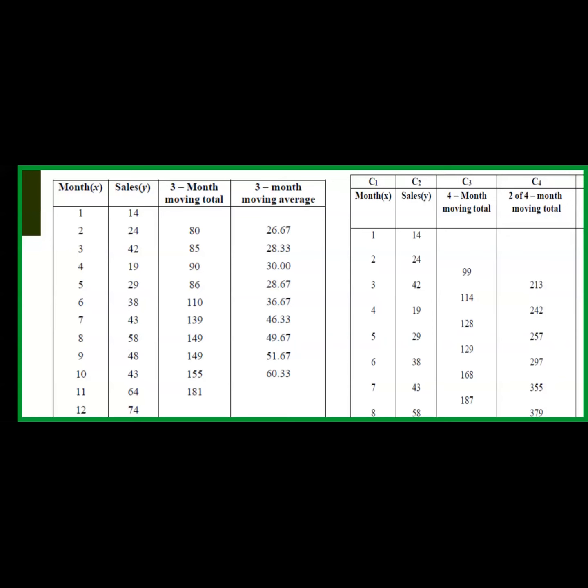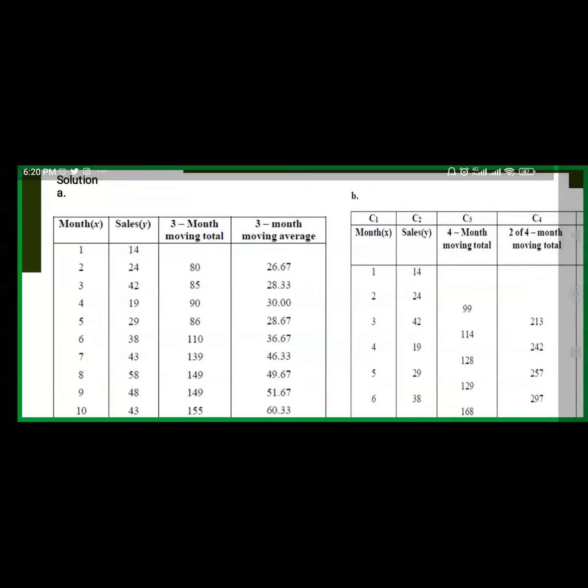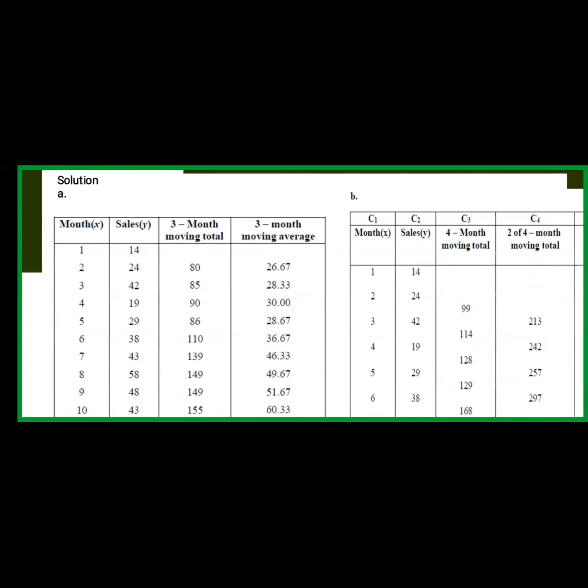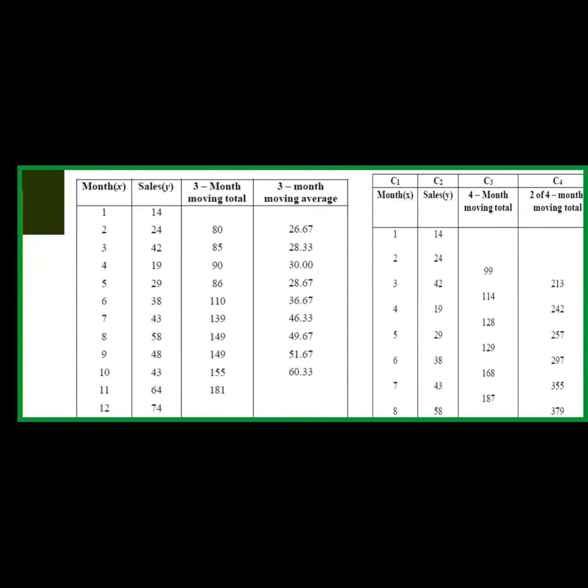Now to calculate this moving total, we have 3, right? Yes. This is 3. So you are going to bring the first 3 numbers of this Y. The first 3 numbers are what? 14, 24, 42, right? So you are going to add these 3 numbers together. 14 plus 24 plus 42 is what? Punch your calculator. 80. Exactly.